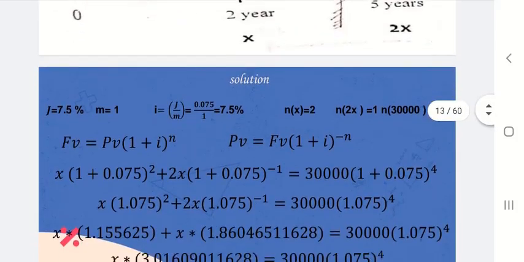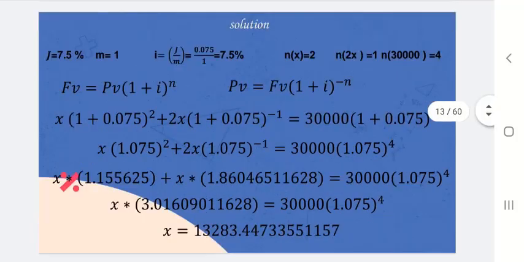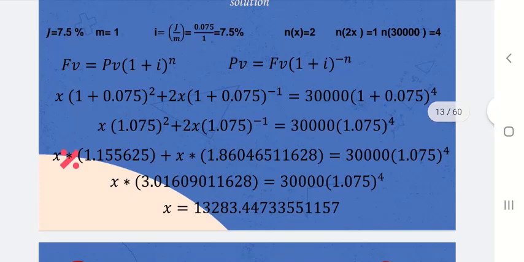By substituting I equal to 7.5%, N for 2X equal to 1, N for $30,000 equal to 4, and N for X equal to 2, X will be equal to 13,283.